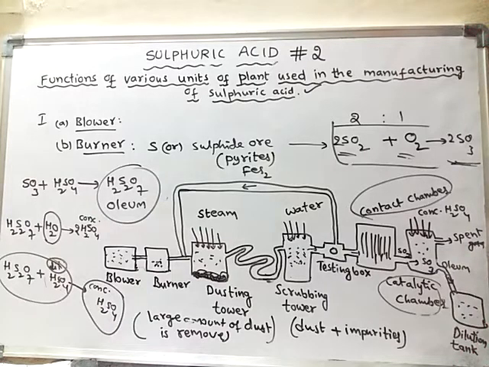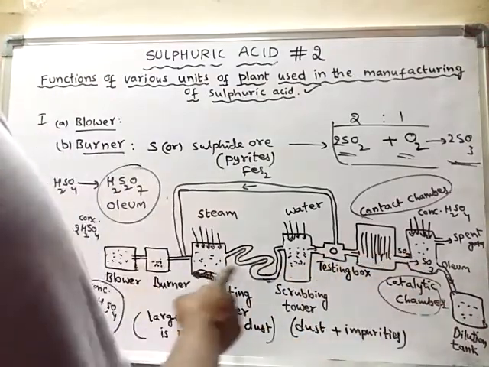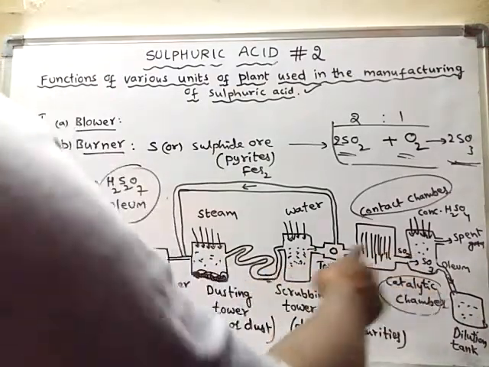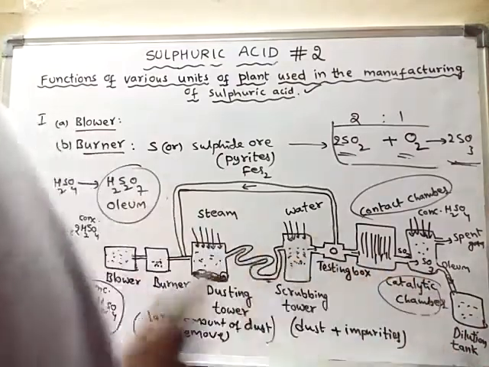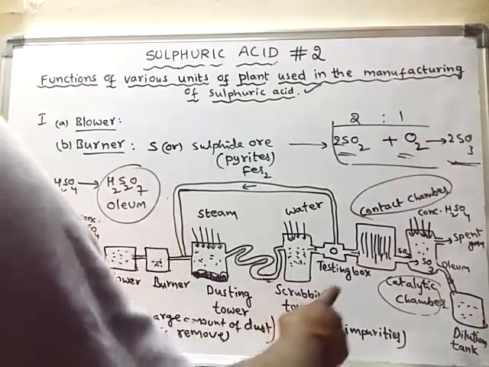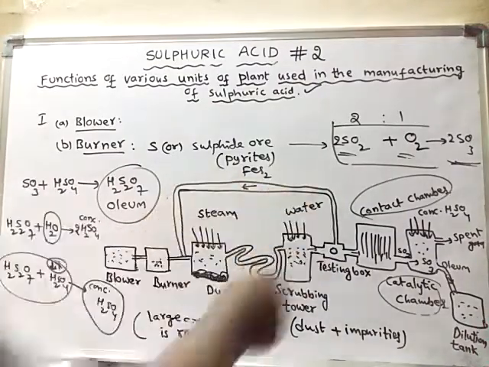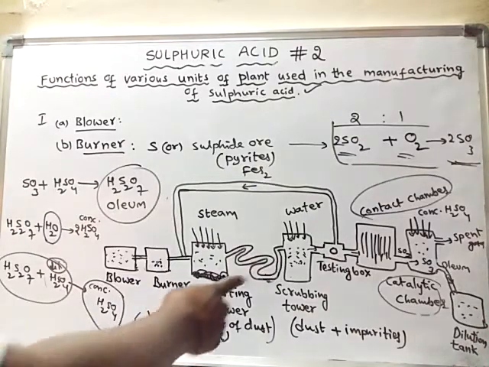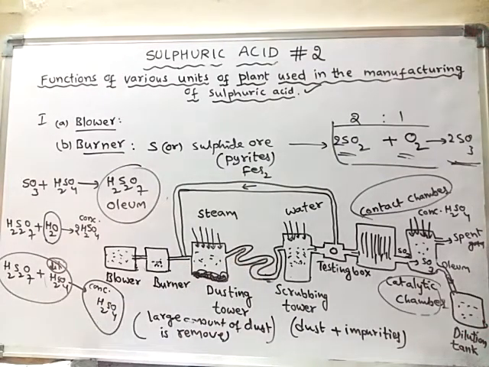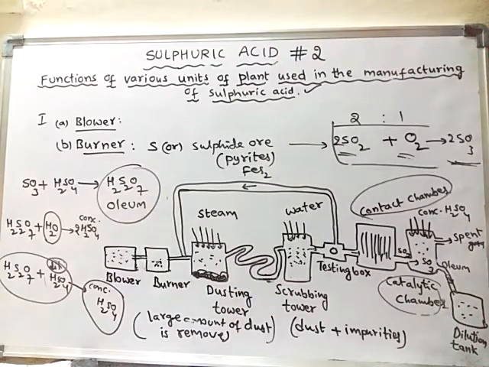In this way, these are several units, or several parts, which have different functions in the manufacturing of sulfuric acid. So we can learn the different parts. This entire thing is said to be the purification unit. So what does the purification unit contain? Dusting tower, cooling pipes, then scrubbing tower. Next, the drying tower is also present in it.